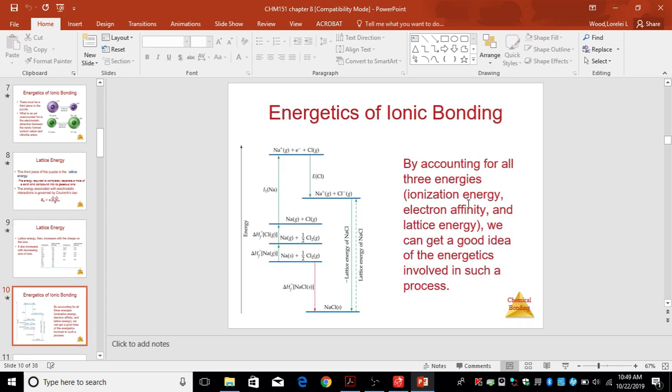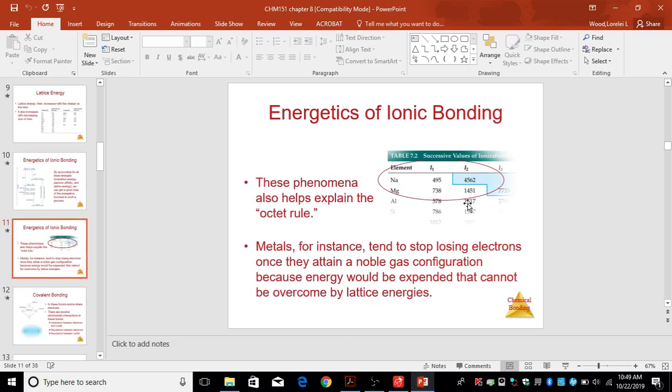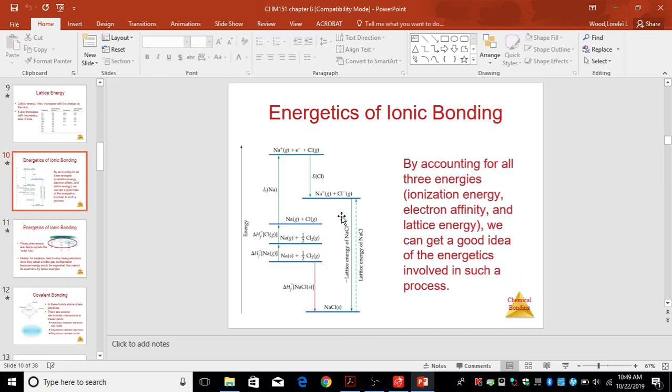All right, so that gets us to this idea of what happens during these energetics of ionic bonding. So there's 3 different types of energies that are expended during this chemical reaction that happens. The first bit of energy, let's see, where are we starting out here?